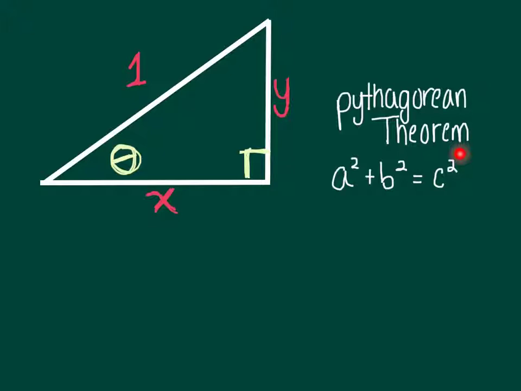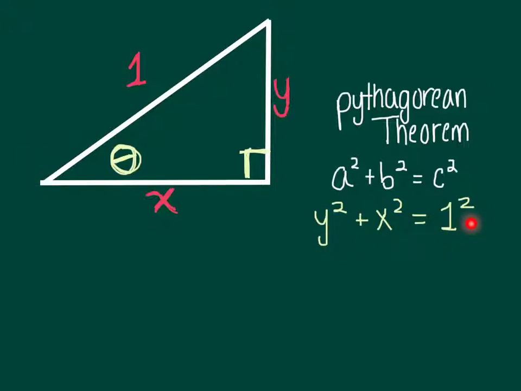So let's just write in what we have from this triangle, which is a blow up of a unit circle triangle. I'll say y squared plus x squared, so my two legs squared, added, is going to equal my hypotenuse squared. And my hypotenuse, since we're in the unit circle, or the radius of the circle, has to be 1.